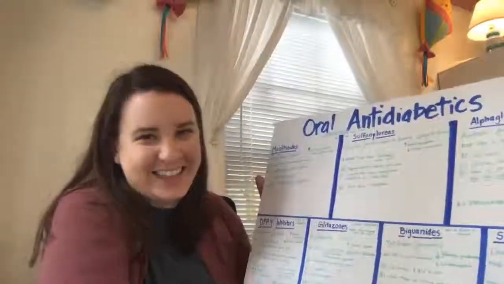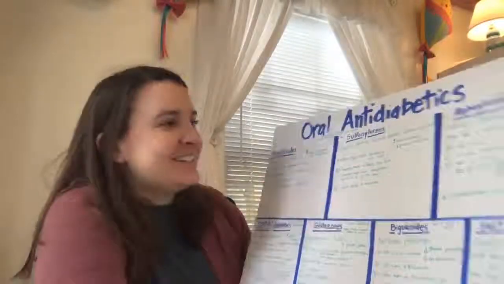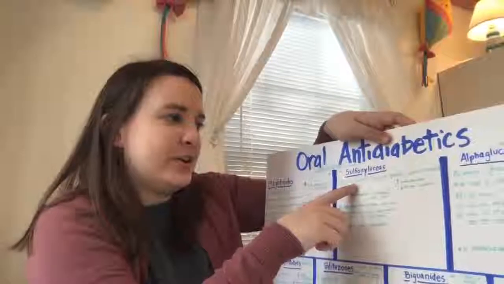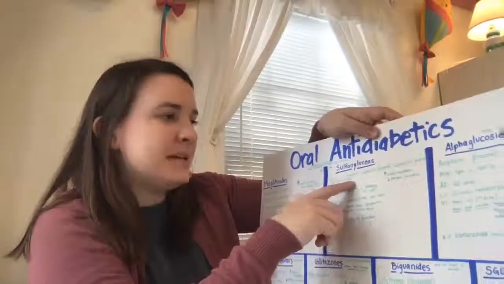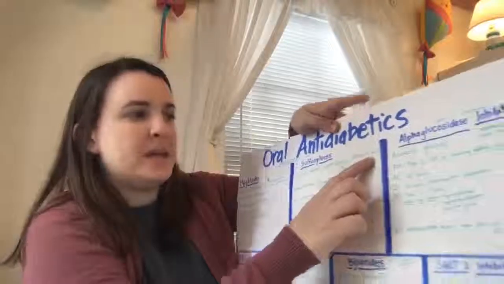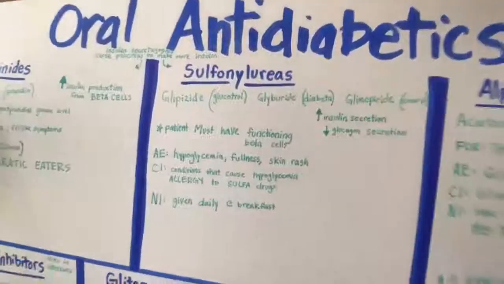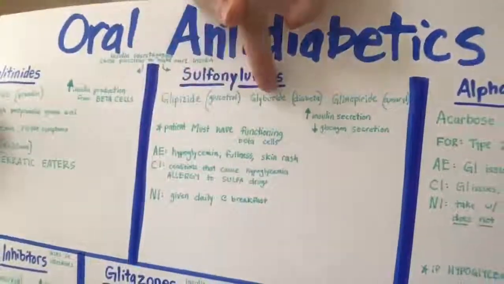I cannot say that word. Secretagogue. Let's say it's that, secretagogue. So there are 3 drugs here in the sulfonylureas class, glipizide, glyburide, and glimepiride, which are Glucotrol, DiaBeta, and Amaryl. I'm going to let you have a moment to look at that. It's these 3 drugs right here.